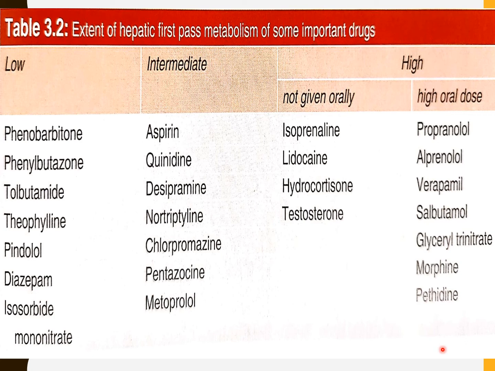Different drugs have different first pass metabolism. Here you can see some have high first pass metabolism and are not given orally: isoprenaline, lignocaine, hydrocortisone, testosterone. Some drugs are given orally despite high first pass metabolism, so a high dose has to be given orally: propranolol, verapamil, salbutamol and others. Some drugs have low first pass metabolism, even though they are given orally.